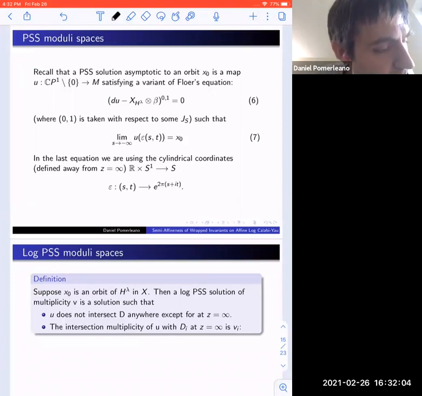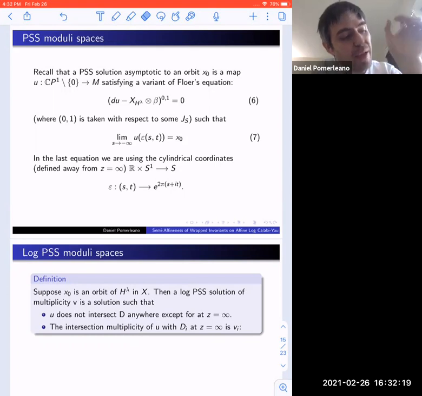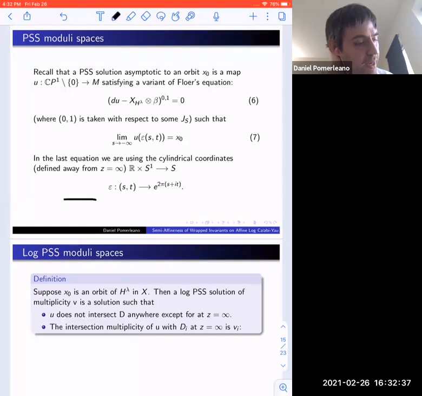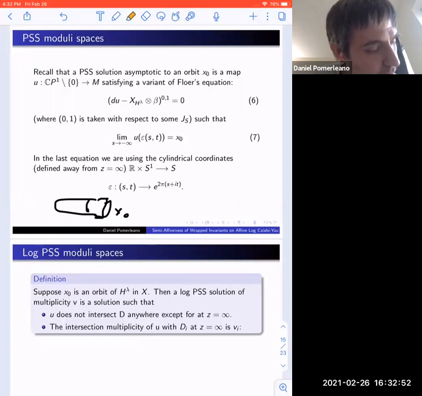So PSS is Piunikhin, Salamon, and Schwarz. Maybe I won't write it out, but what it basically says is to consider, for now, M a compact symplectic manifold. You consider solutions to a certain variant of Floer's equation, where it's a map from a punctured sphere. On one end, it looks like this, and near the punctured end, it satisfies Floer's equation. Near here, it's just the usual Floer's equation.